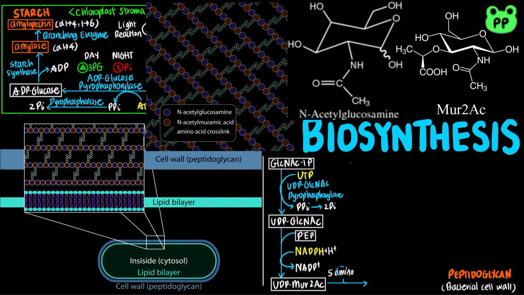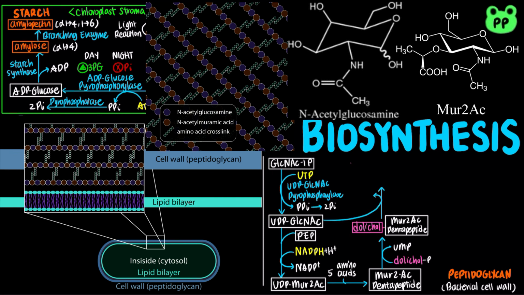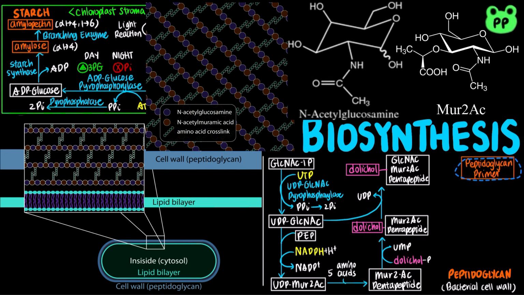Next, MurNAc combines with 5 amino acids and the combined moiety is transferred from UDP to the membrane lipid dolichol, a long-chain isoprenoid alcohol. Next, GlcNAc is also transferred from UDP to the dolichol complex. 5 additional glycine residues are attached to the lysine residue of the pentapeptide, forming a disaccharide decapeptide, which is added to the non-reducing end of an existing peptidoglycan primer.